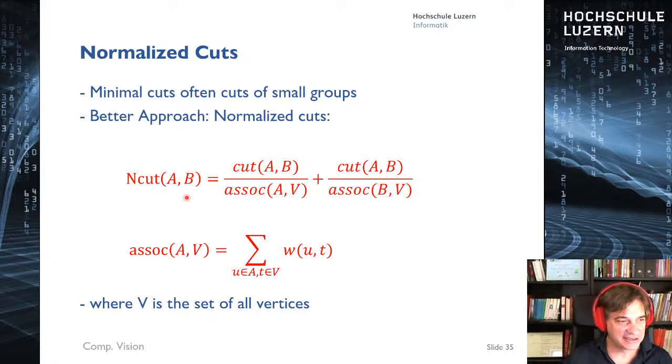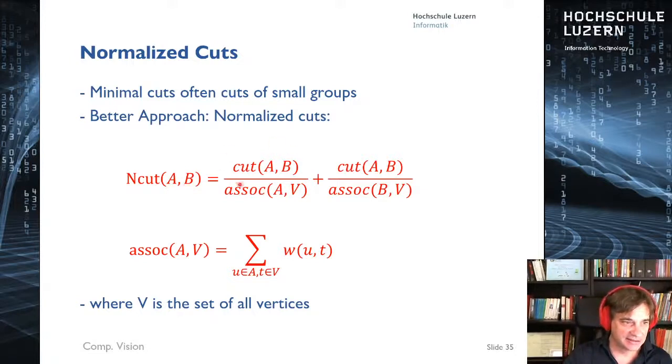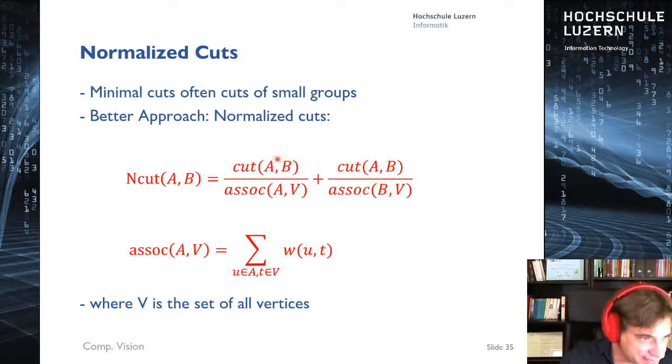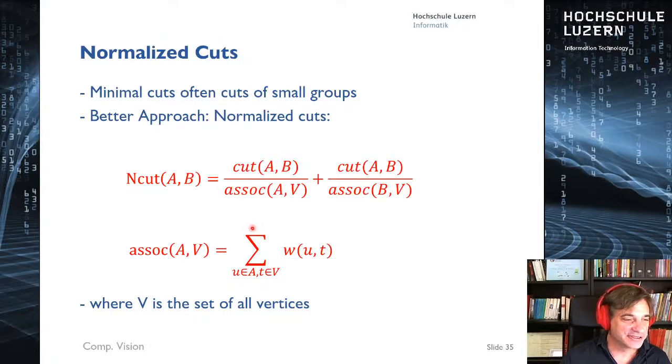So the normalized cut between two sets of nodes A and B in the graph, which must be disjoint, is the cut value between A and B. So remember, these are all the edges that are associated between A and B, and then V is the set of all vertices. Then the association of A and V is the sum of all weights where one of the edges originates in A, where the other set can be anywhere.